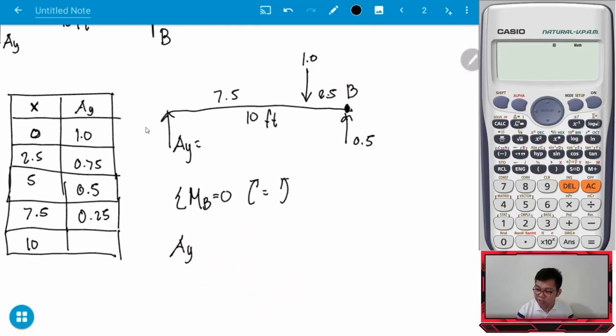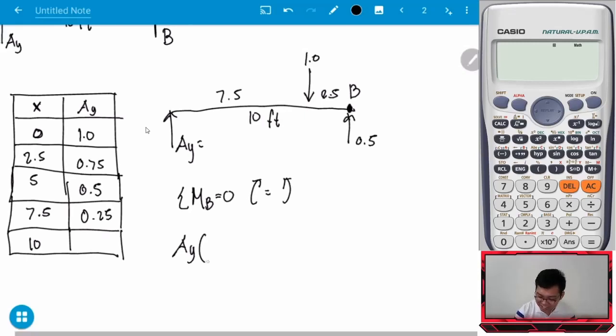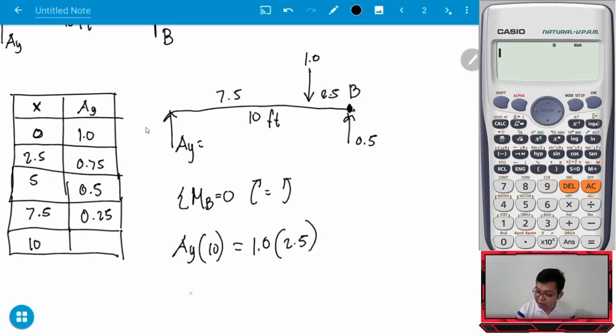So, anyway guys, this is actually 10. And then that must be equal to 1.0 times 2.5. Therefore, AY is actually 0.25.